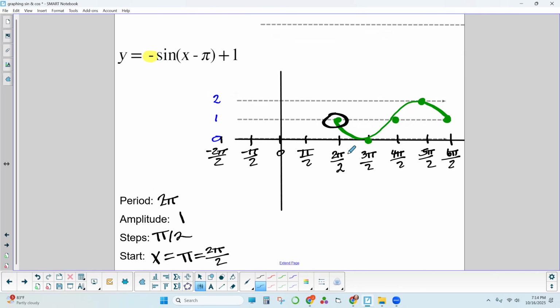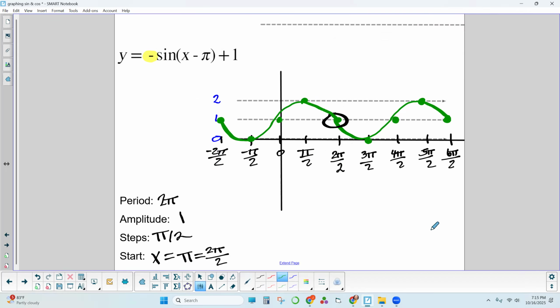Now, have I gone a period? Yes, from my start to here is 2 pi. Okay? So now I'm going to continue my graph for another period, and that's what that'll look like.